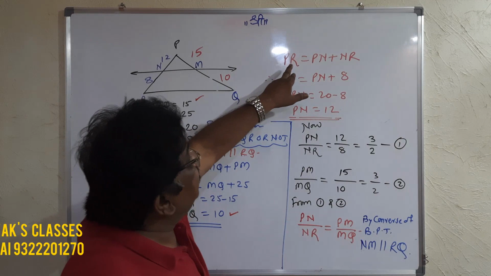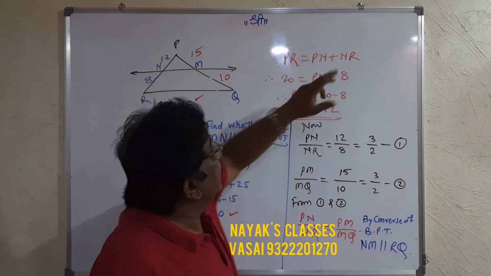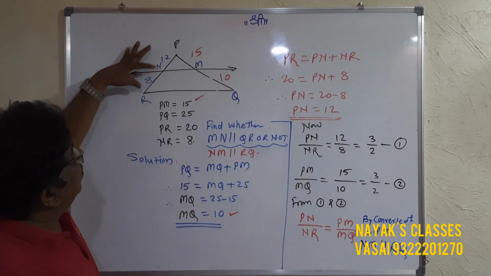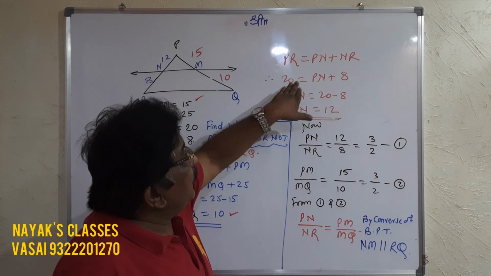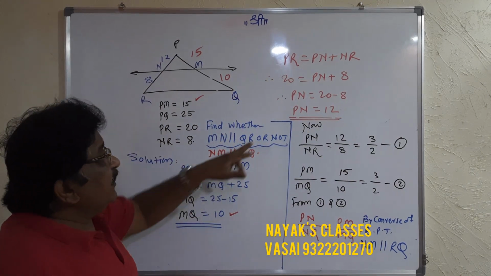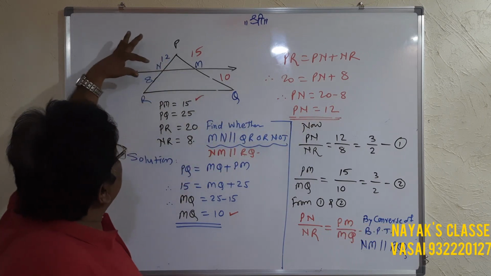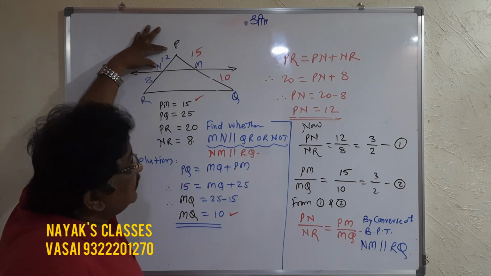Similarly, for PR by segment addition property, PN plus NR. After putting the values, PR is 20, PN is unknown, and NR is 8. By calculating, we got PN is equal to 12.